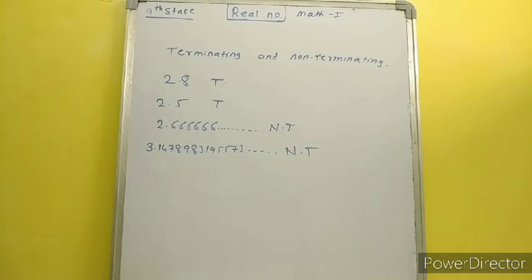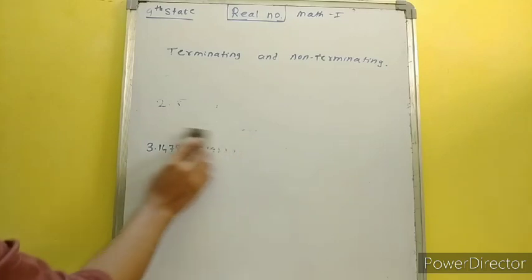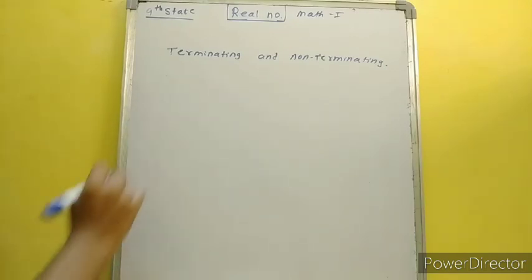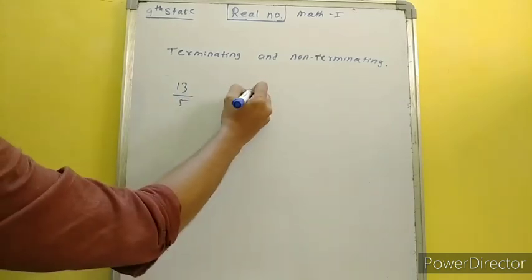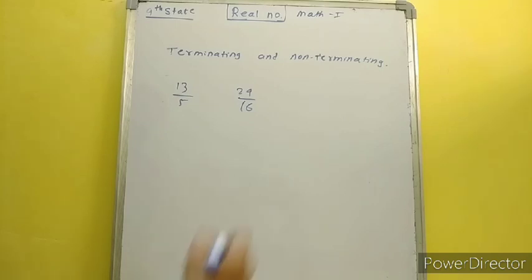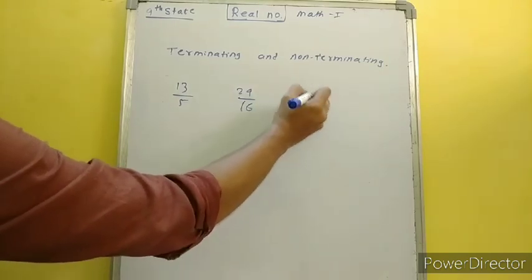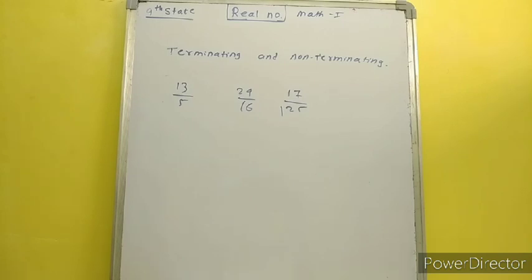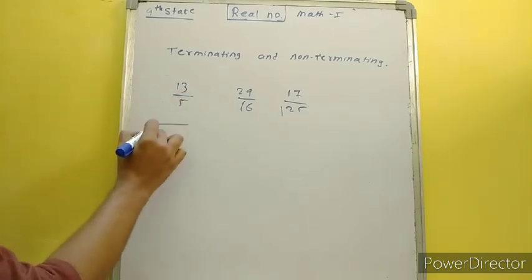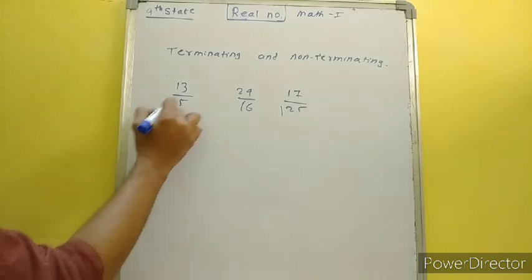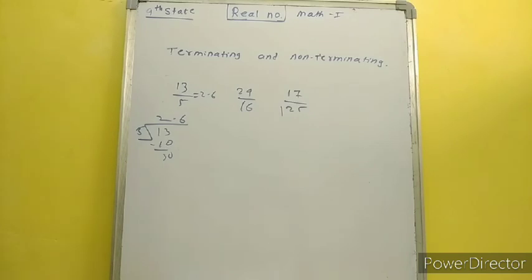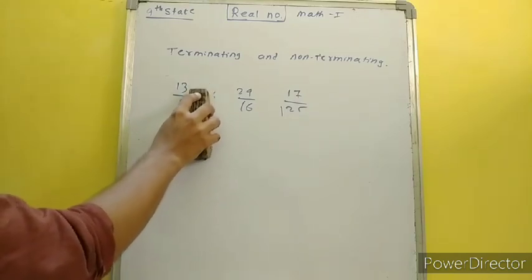But if I ask you whether 13 upon 5 is terminating or not, 29 upon 16, 17 upon 25, 125, see, each and every time it is not possible for you to divide it. We have 2.6, it is terminating only. But for each and every bigger number, it would be very difficult for you to identify whether it is terminating or not. So I will tell you one thing.